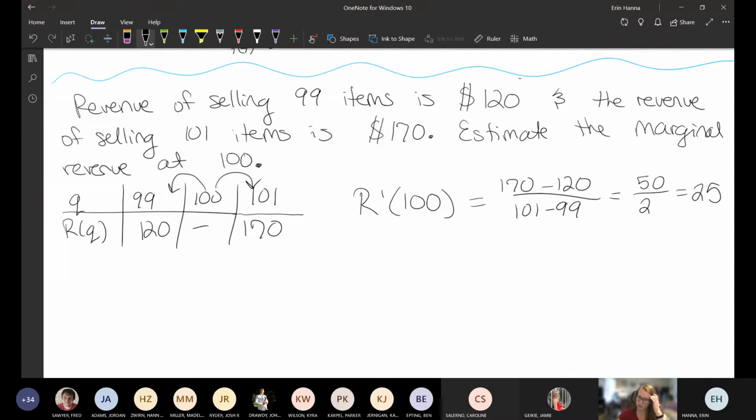So there's one like that on the homework. I think it's cost instead of revenue, but the idea is the same. You're given the original function on either side of the thing you want to estimate the marginal for, and you can just take the average rate of change between the two things that you have, because you have one piece of information on either side of the thing you care about. So if you take their average rate of change, it's a good enough idea.